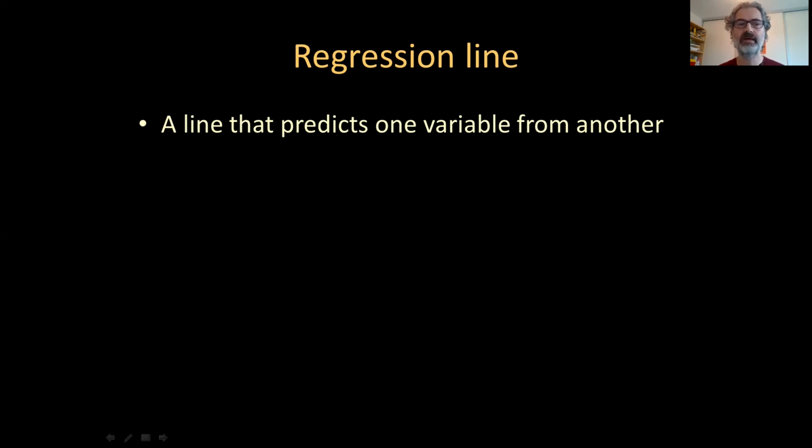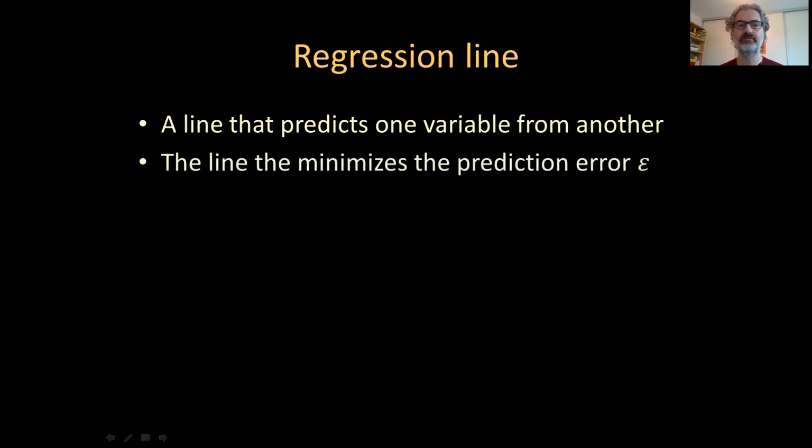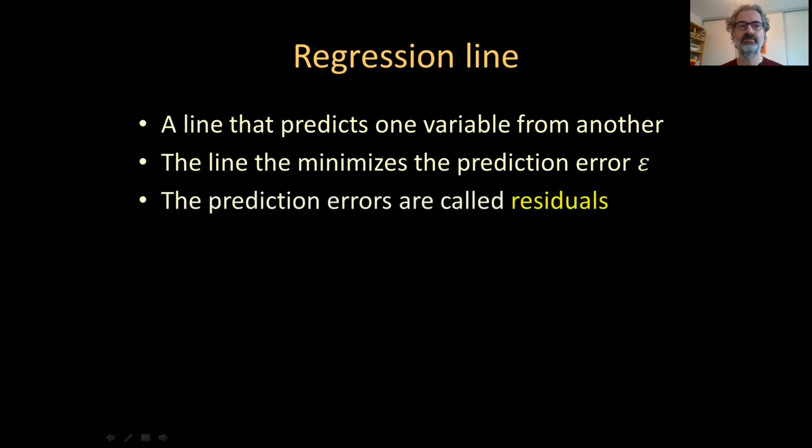So the regression line is a line that predicts one specific variable from another specific variable. It is the line that minimizes the prediction error. Actually, it minimizes the sum of squared residuals, because prediction errors are called residuals in statistics. It means what is left over after you have predicted: the part that you haven't managed to predict.